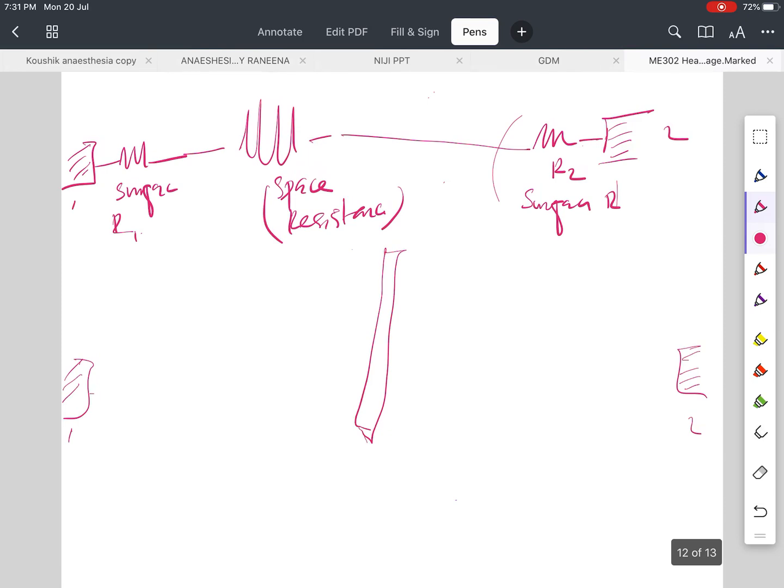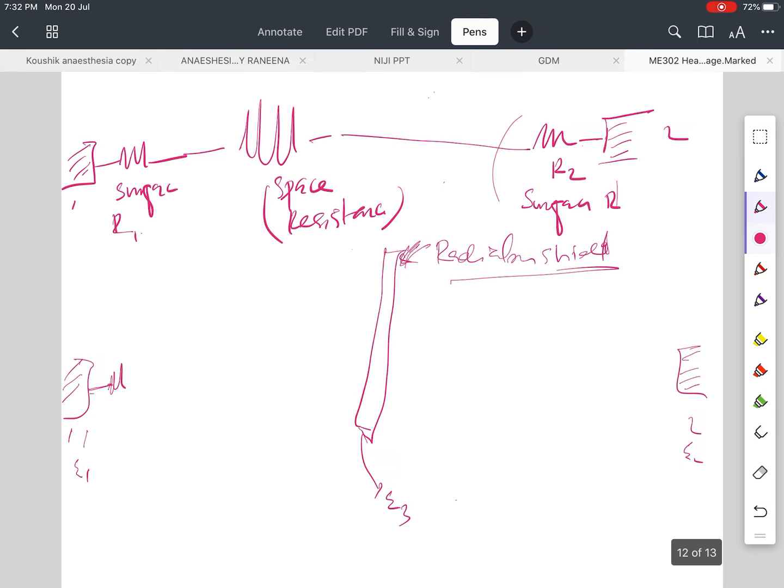I'm putting one more gray surface in between, having emissivity 3. This one has emissivity 1, this one has emissivity 2. So this surface is called the radiation shield. Usually this is inserted to reduce the heat transfer between 1 and 3. So when we insert one radiation shield, what happens?